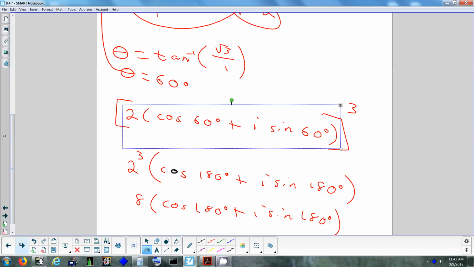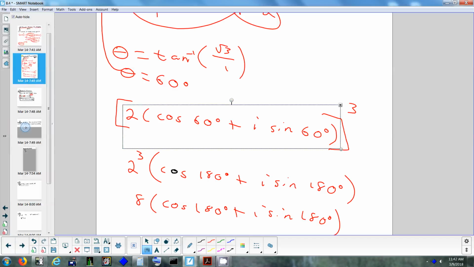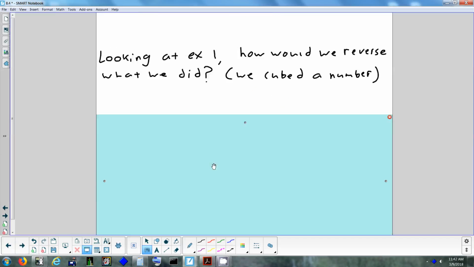So, in that problem, let me go to the next page by hand. What did we just do? We cubed a number. Right? What's the opposite of cubing? Cube root. The opposite of cubing is a cube root. The opposite of squaring is a square root. So what we're going to look at now is how we can take a root.